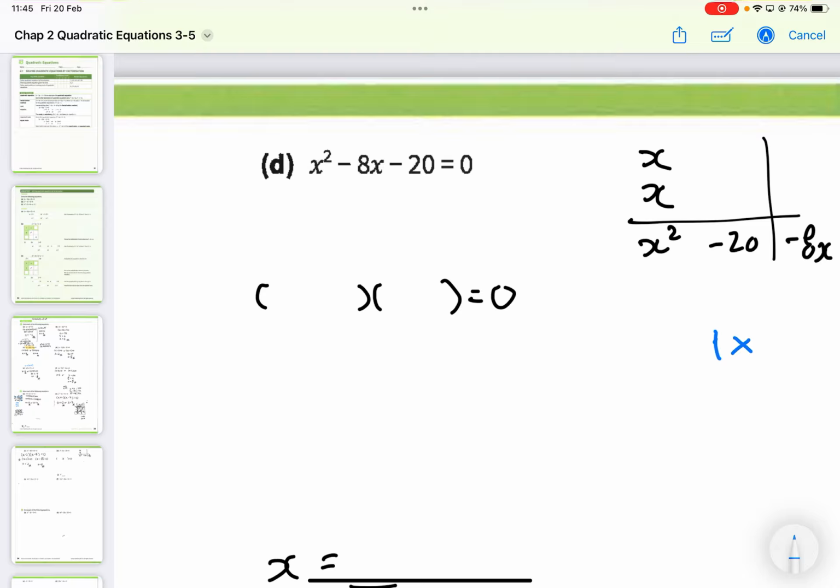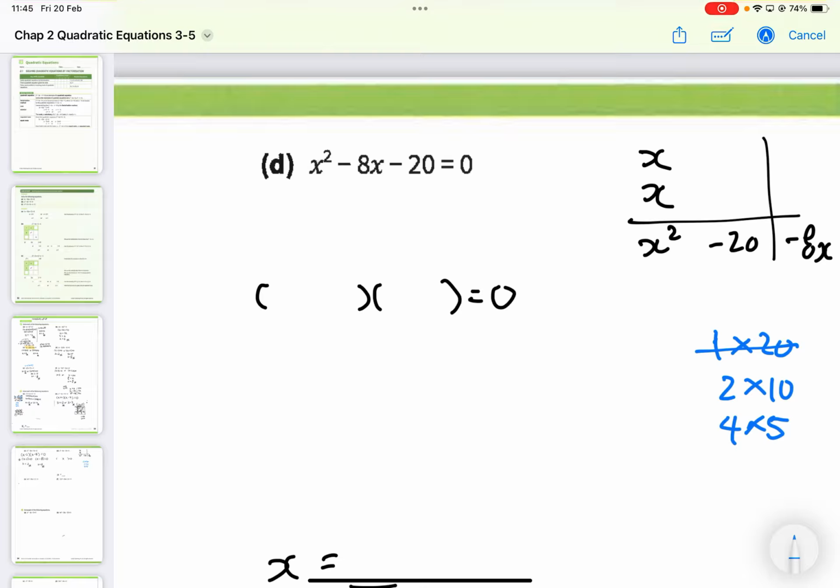So 20 can be 1 times 20. 20 can be 2 times 10. 20 can be 4 times 5. Okay? But I know it must be negative. So one of them will be negative later. Then I know that after I multiply, add them together, I must get 8. So if I look at the numbers, 1 and 20. Once I put a 20, I will have a 20x. Then too big already. I cannot get back this one. So this one not possible.